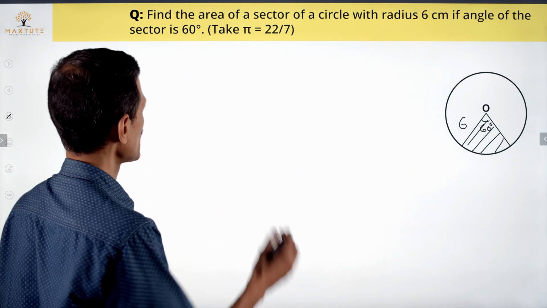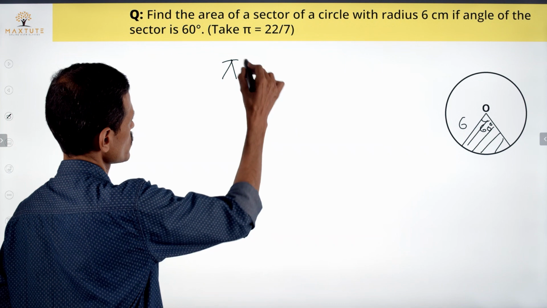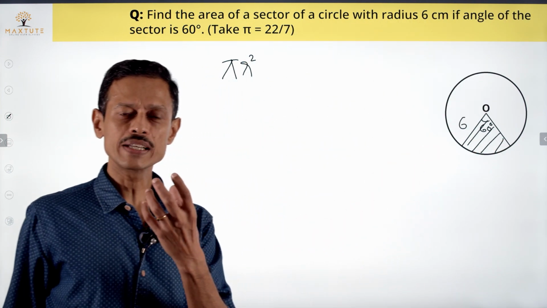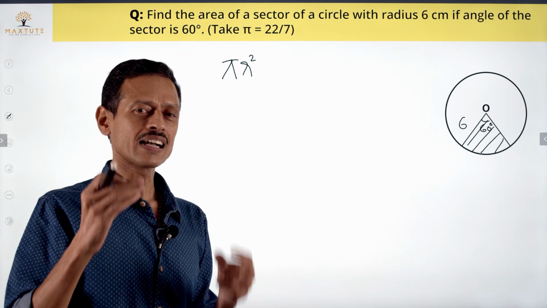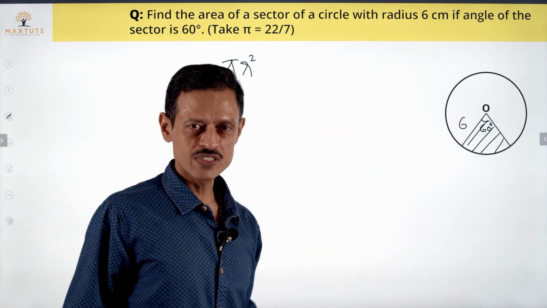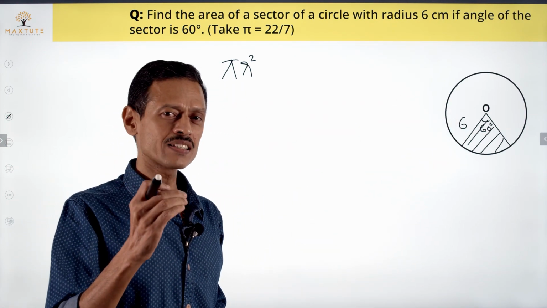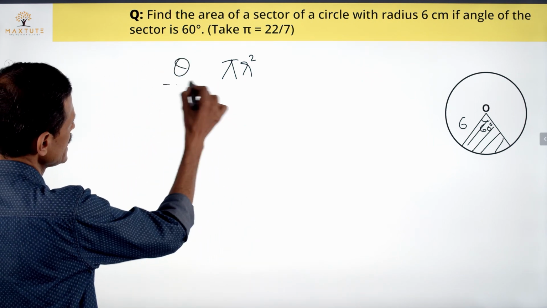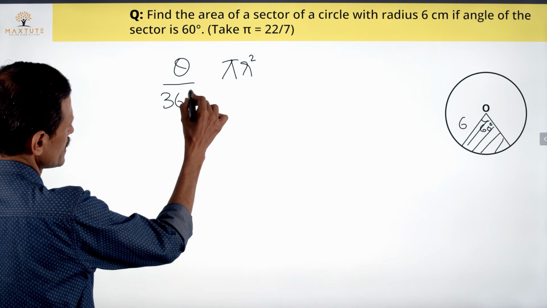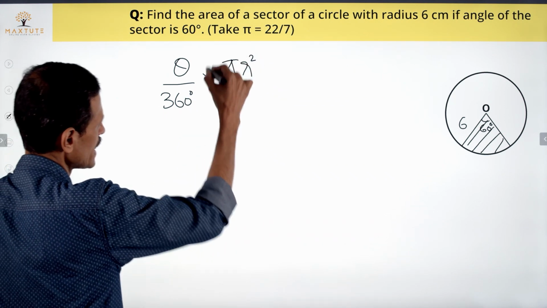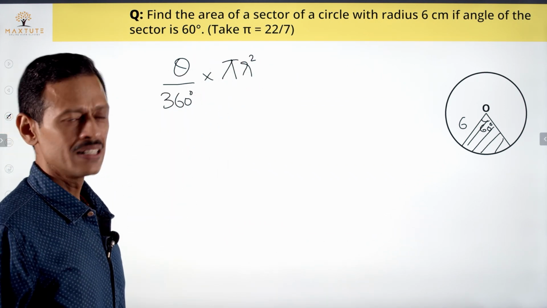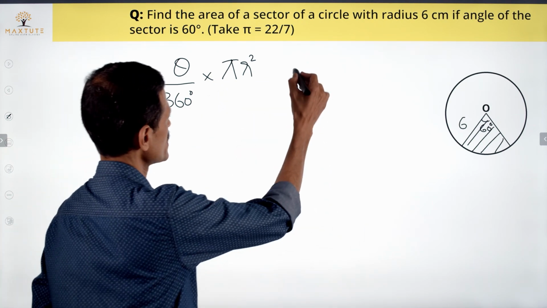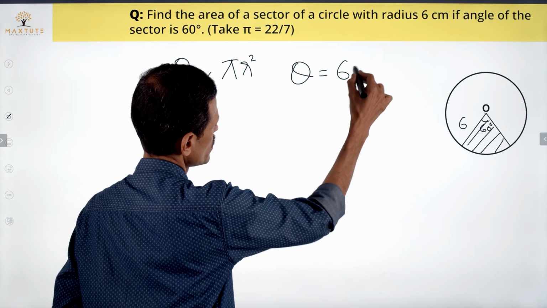The formula for the area of a circle is straightforward, which is pi r square. We are not finding out the area of the entire circle, we are finding out the area for a part of the circle. That sector subtends an angle of 60 degrees. If a sector subtends an angle of theta degrees, then the area of the sector would be equal to theta divided by 360 degrees times the area of the circle, which is pi r square. This sector subtends an angle of 60, so theta is equal to 60.